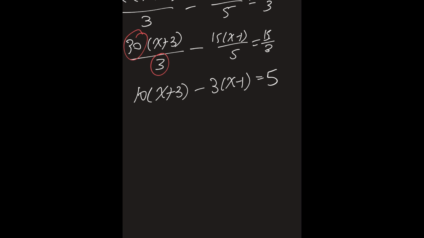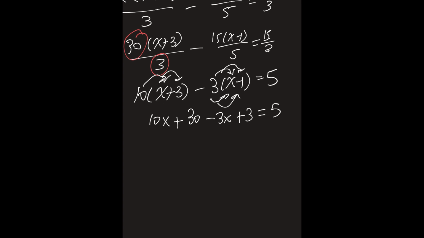I just need to multiply this front term out to these quantities. So 10 times x, starting from the left, plus 10 times 3, which is 30. And then here, on the second term, when I distribute, I'm not distributing 3, I'm distributing negative 3. So minus 3x, and then negative 3 times minus 1 is plus 3. And that's going to equal 5.